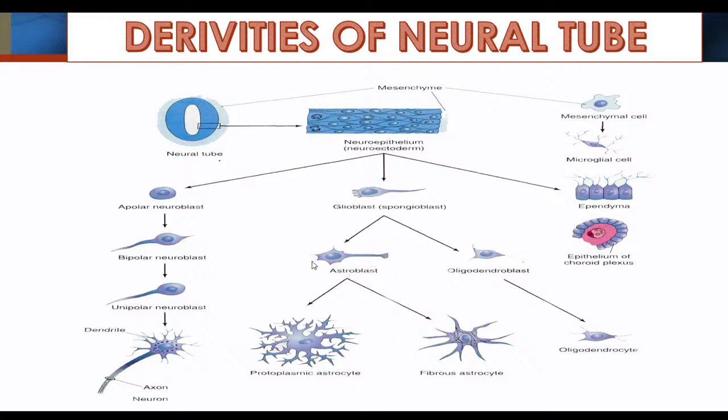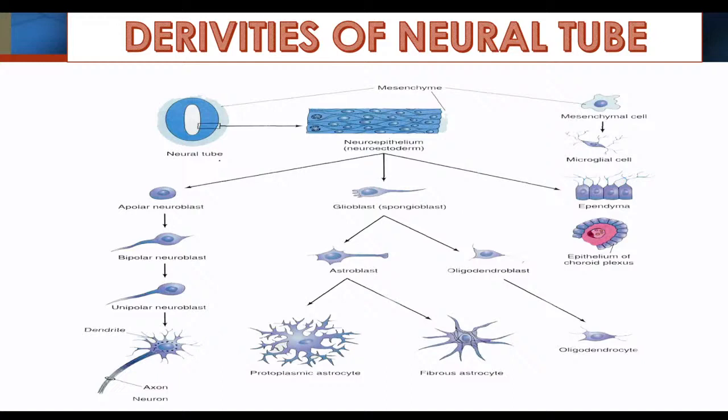The first lineage is named astroblast, which gives rise to the formation of protoplasmic astrocytes, and the second lineage is fibrous astrocytes. These are specialized glial cells supporting the blood vessels in the central and peripheral nervous system. Oligodendroblast will give us the formation of oligodendrocytes. Very interesting cells because they are present in the central and peripheral systems, but in the central nervous system they arise from the neural tube, neuroepithelium, while in the peripheral system they arise from mesenchyme of neural crest.